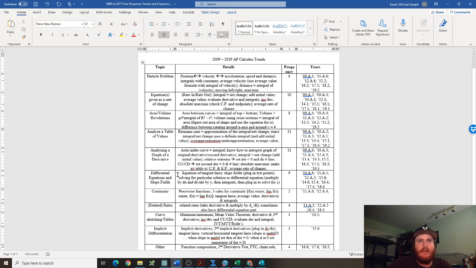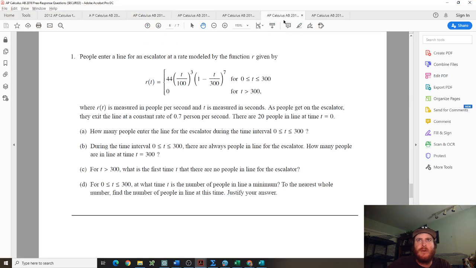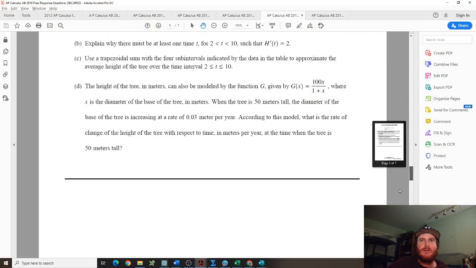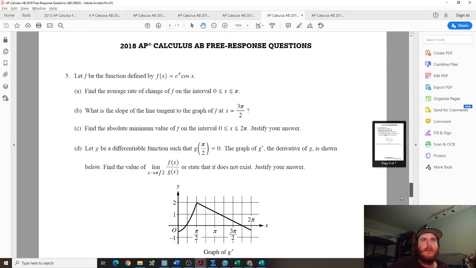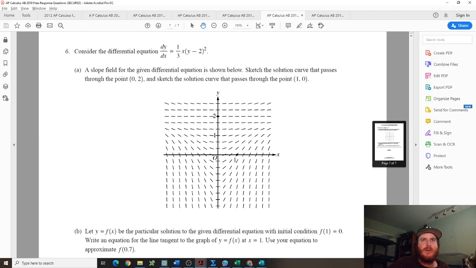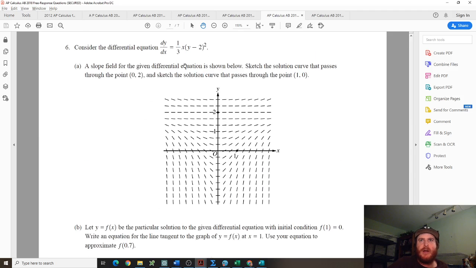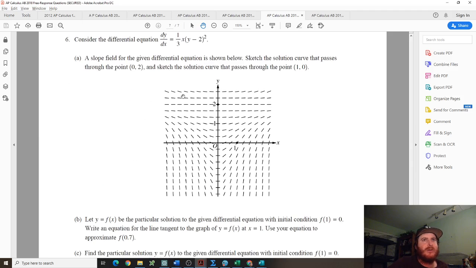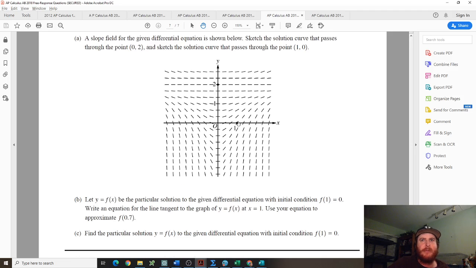Next up, we have the differential equations. Again, this was something that we just did pretty recently. So they give us a differential equation. A lot of times they'll have a slope field. Either they'll ask you to draw the slope field, or they'll give you the slope field, and they'll ask you to just kind of sketch through something.